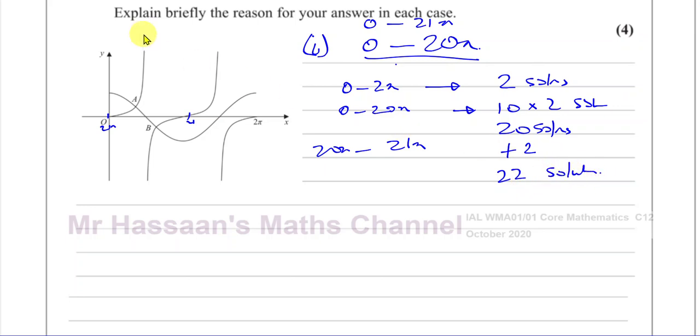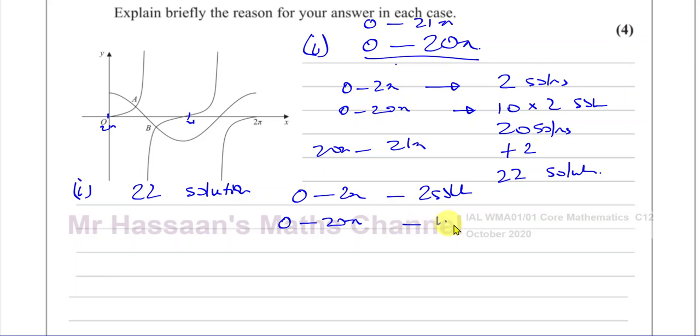Explain briefly the reason for your answer in each case. So for number 1, we could say there are 22 solutions. Why? Because between 0 and 2 pi, there are 2 solutions. So between 0 and 20 pi, there are going to be 10 times 2 solutions. And then between 20 and 21 pi, there are going to be 2 solutions. So therefore, you're going to have 22 solutions.